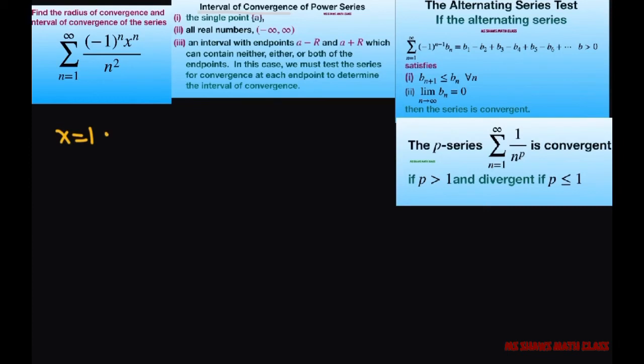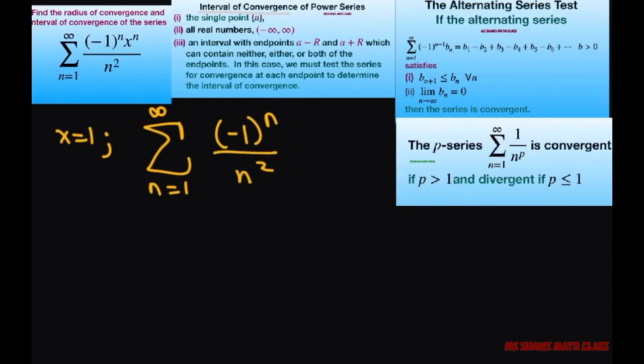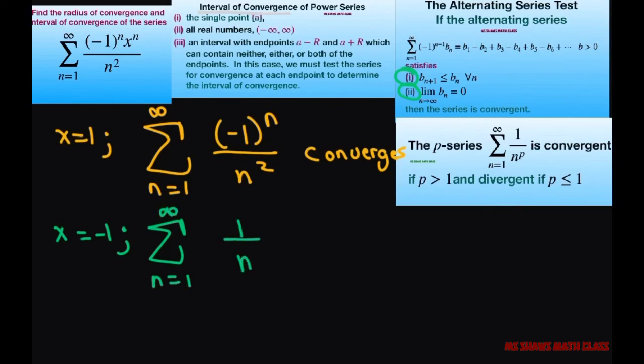So with x equals 1, we have the series n equals 1 to infinity of negative 1 to the power of n divided by n squared. Now, based off the alternating series test, if it satisfies these two conditions, this is positive. So since it does, this is going to be convergent. I'll just write converges. Now for x equals negative 1, we're going to get the series n equals 1 to infinity of 1 divided by n squared.